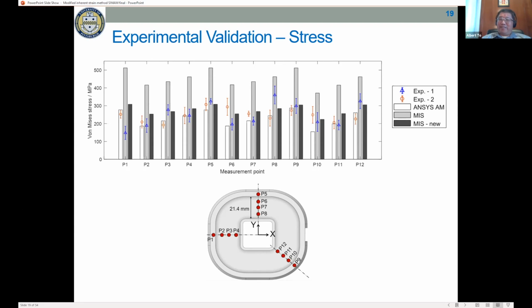They are exactly the same, but they are in different locations on the build plate. You can also see there is some variation in the measured stresses between the 2 samples, even though they are exactly the same, which shows there is definitely variation in the process, a location dependency. But you can see that the new implementation of the modified inherent strain model has a lot better prediction than the old model.